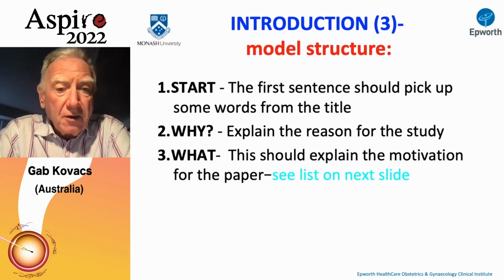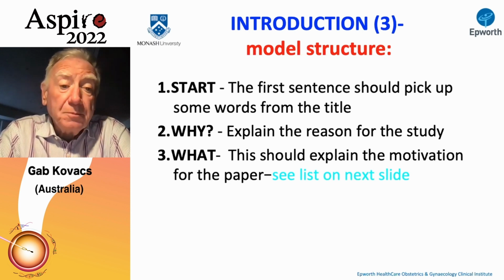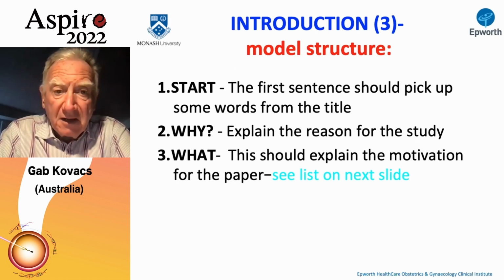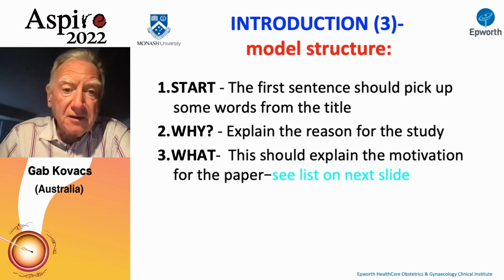One should always start off in the first sentence, repeating some of the words from the title to emphasize this. The second sentence should say, why did we do the study? And thirdly, we should explain the motivation of writing the paper and sending the message across. We'll have more on this on the next slide.